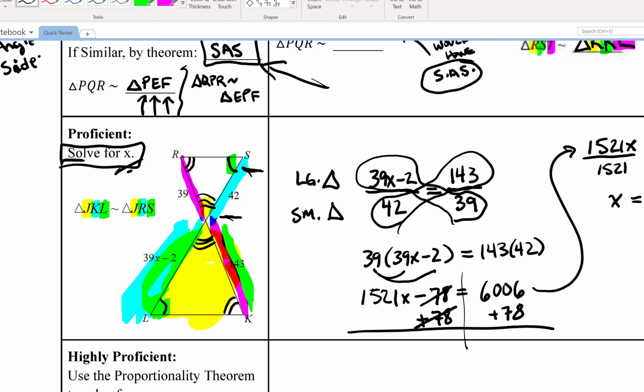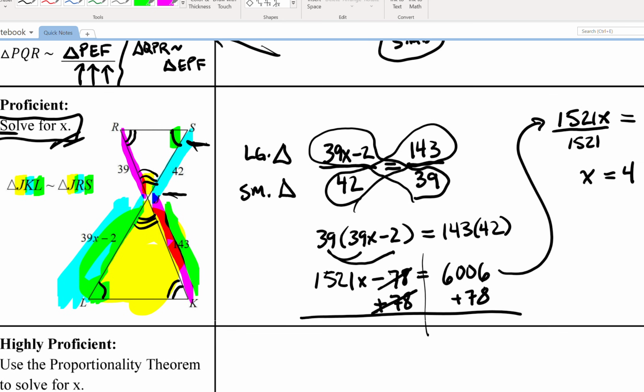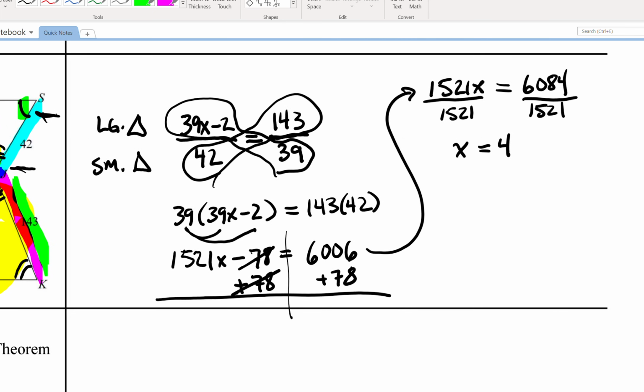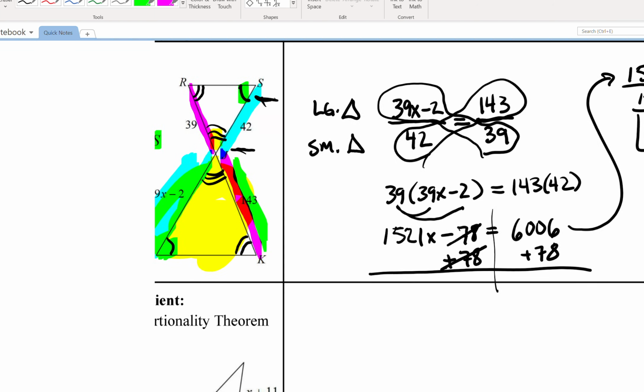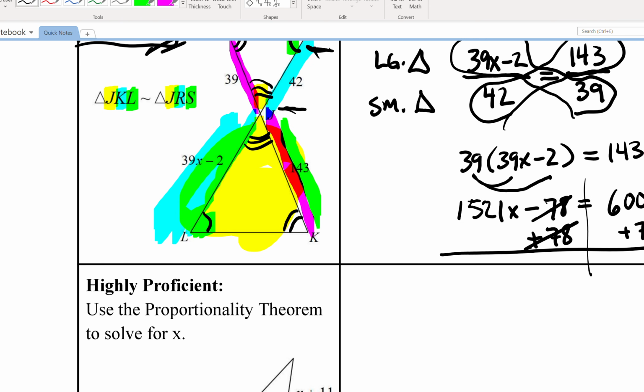Now, we were being asked to solve for x. It's good to check to make sure I found what we were looking for. We did solve for x, and so we're good. That is our answer. Sometimes you have to watch, because sometimes it'll say, what's the distance from L to J? And so we would have to go back and put 4 back in there to find out what that distance is.